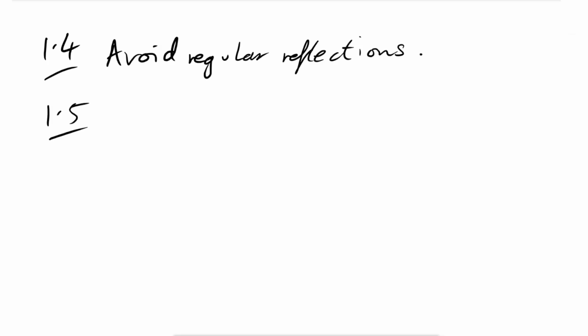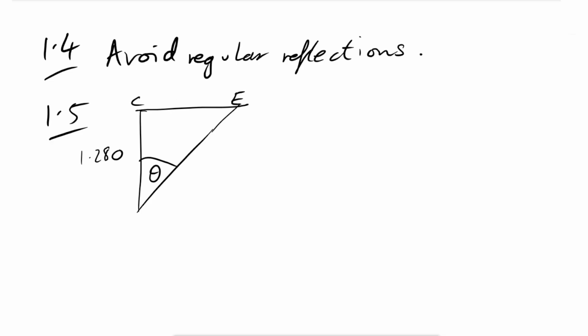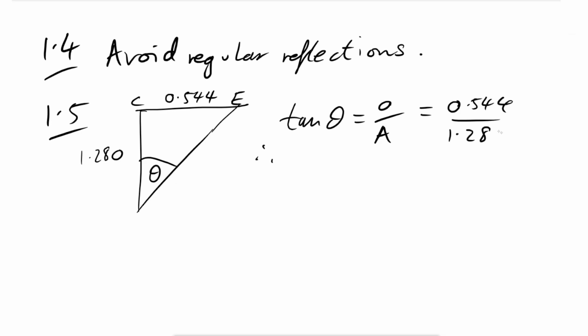1.5, we're being asked to find out theta. So it looks like it's just going to be SOHCAHTOA. We have our adjacent there, and we also have the distance from C to E. That is 544 millimeters, so therefore 0.544 meters. We're going to use tan because we have the opposite and adjacent. Tan theta is opposite over adjacent. Of course, that is equal to 0.544 divided by 1.280. Therefore, we just need to do inverse tan of that.